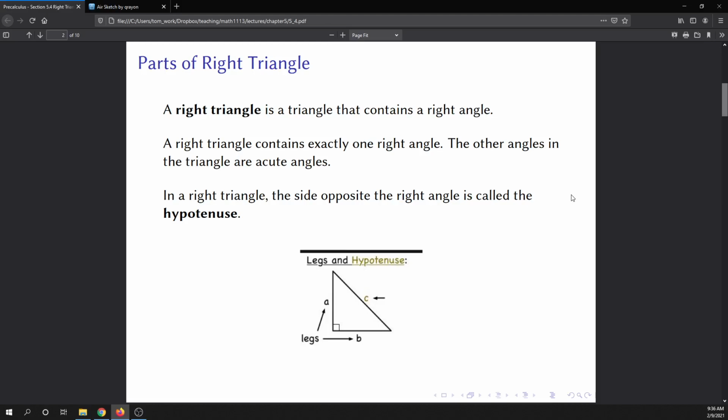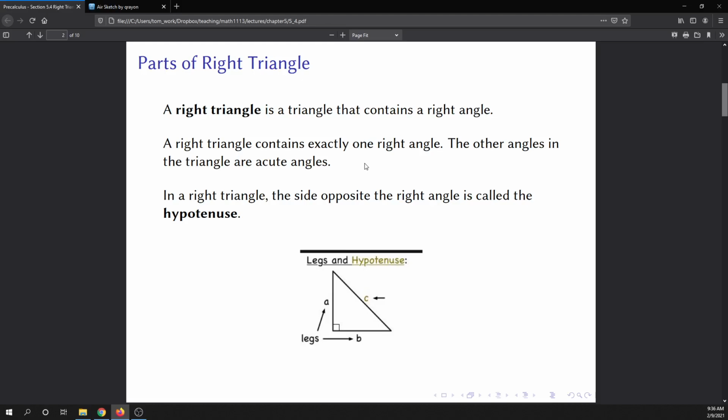First off, in this lesson we're talking about right triangles, and that's a triangle that contains a right angle. A right triangle has exactly one right angle, because the angles have to add up to 180 degrees, and you can't have two right angles, since that wouldn't leave anything for the third angle. So in a right triangle you have one right angle, and the other two angles are acute angles, less than 90 degrees.